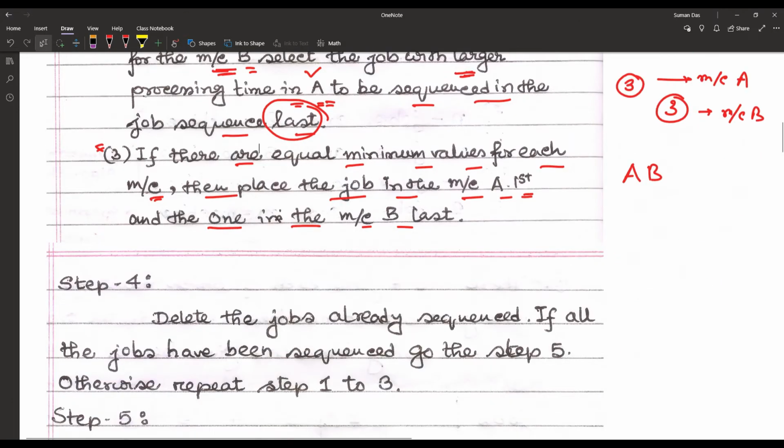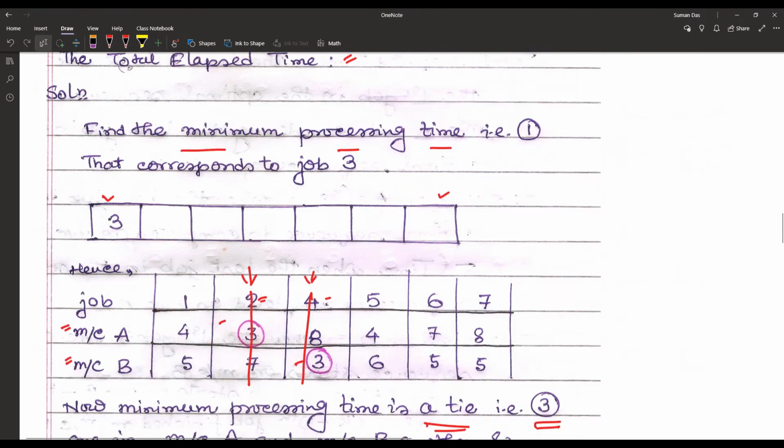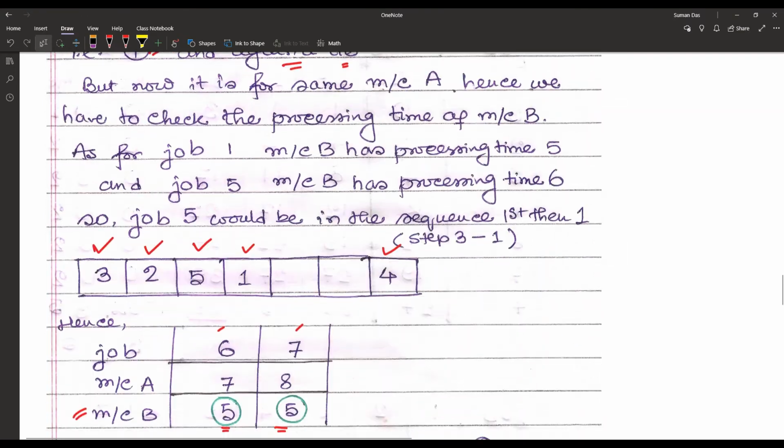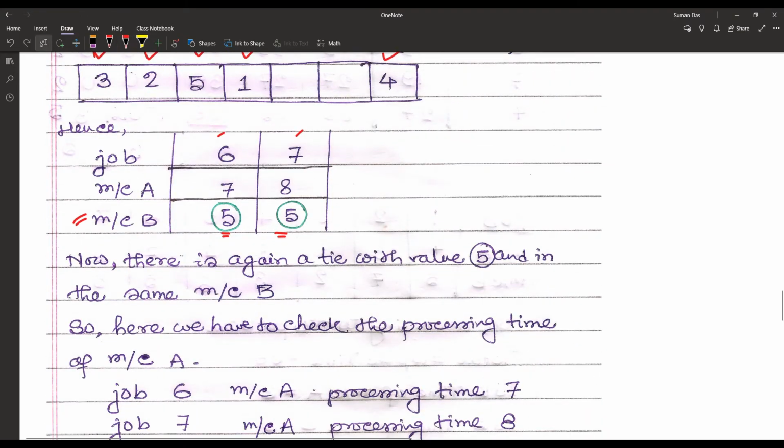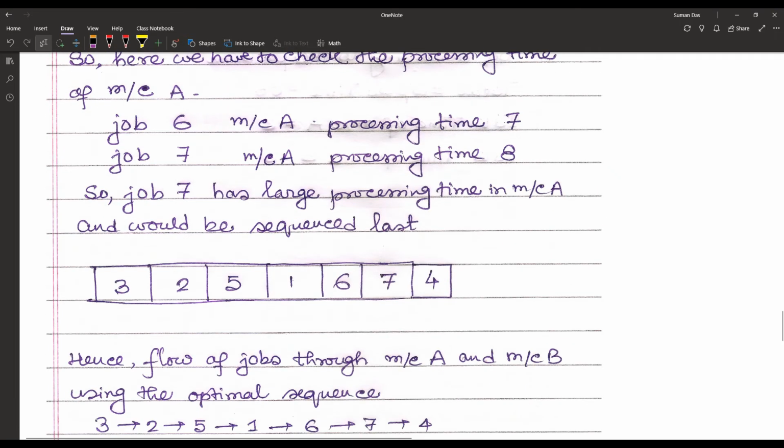So what is happening here in the problem? In the problem here, the larger processing time for machine A is for job 7. So 7 must be written last, then before that job 6 comes. So here 7 is last, 6 before.